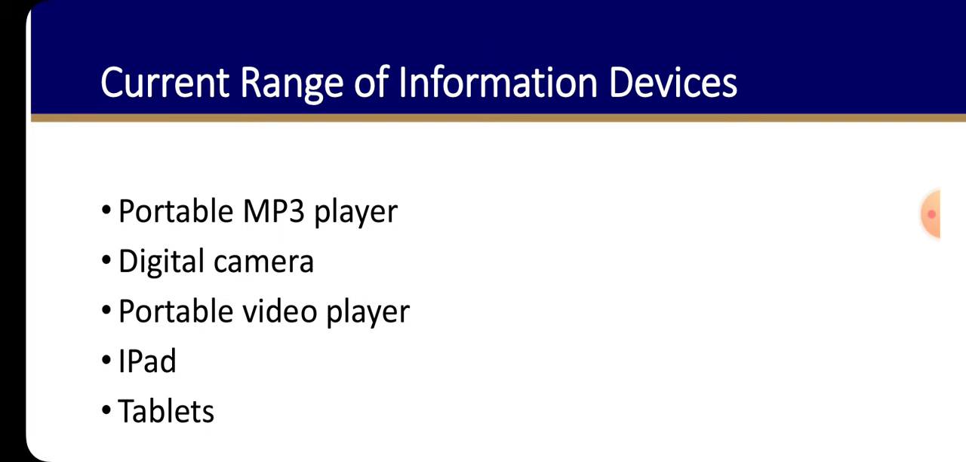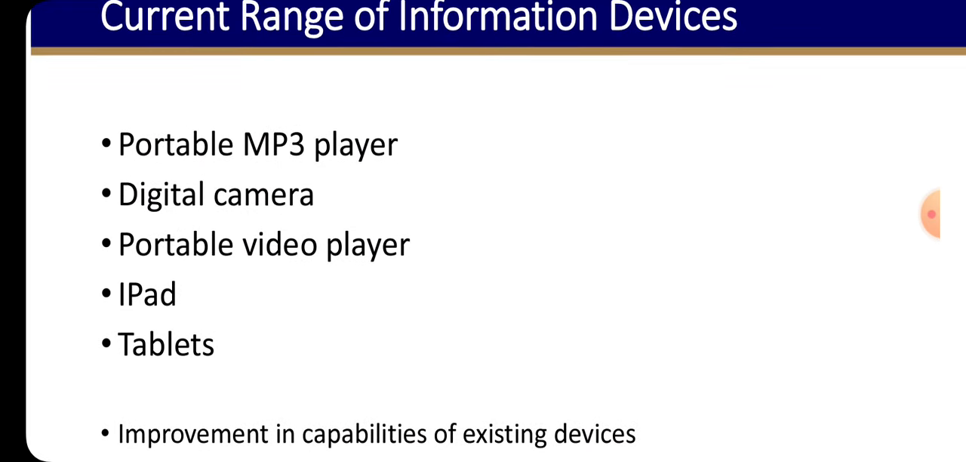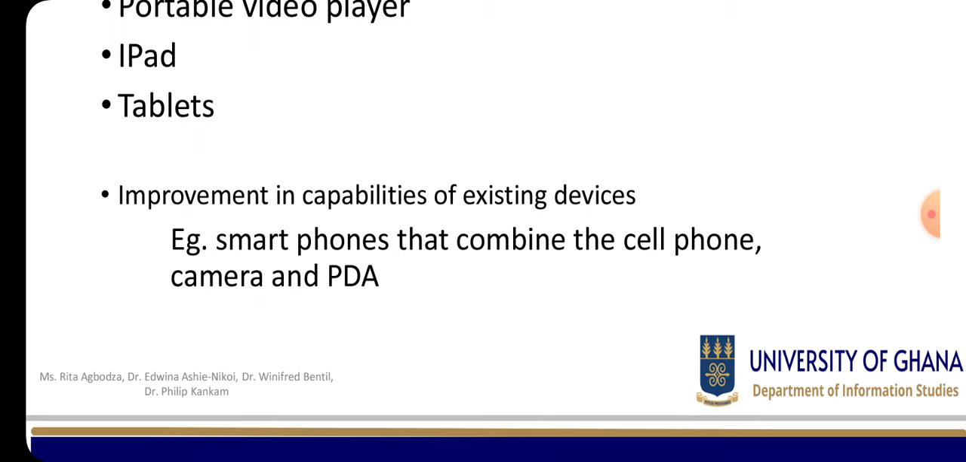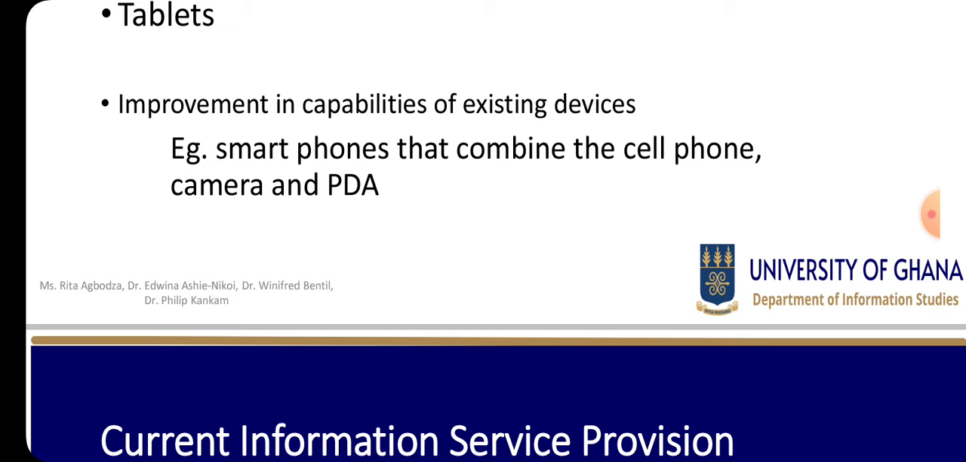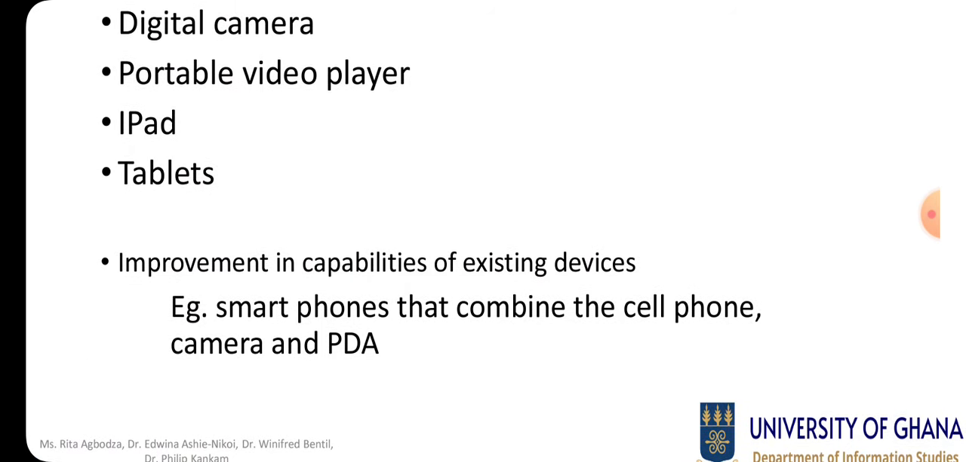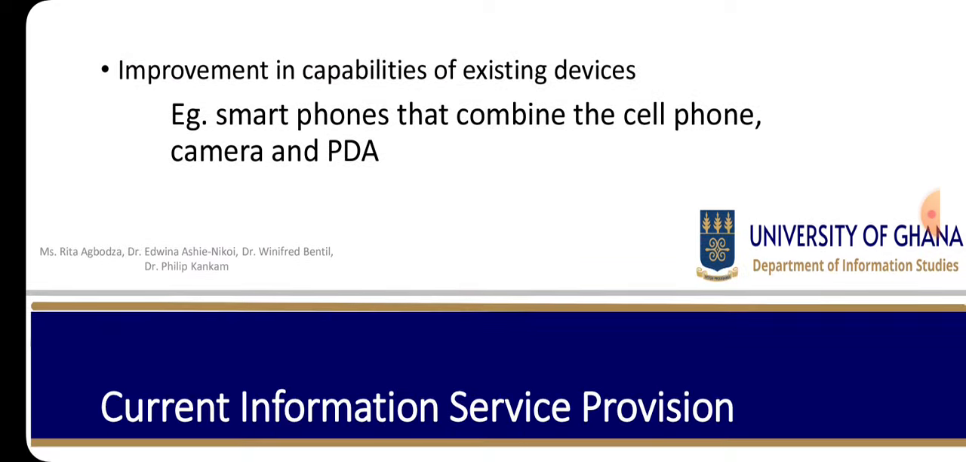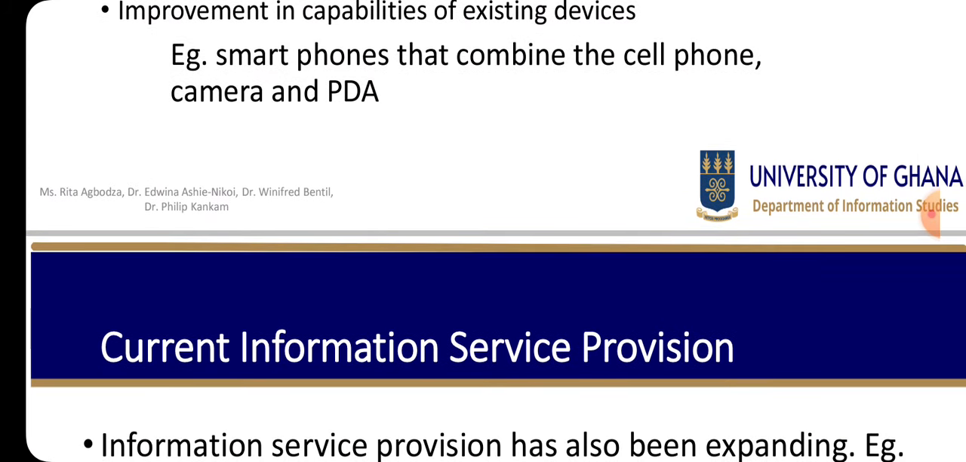Now let's look at the current range of information devices. Currently, aside from those information devices we mentioned earlier, the ones at the forefront are portable MP3 players, digital cameras, portable video players, iPads, tablets, and so on, and also improvement in capabilities of existing devices. So smartphones combine the cell phone, camera and PDA. They improve these things by incorporating these features into our cell phones, so it can have camera features and PDA features. If you have a phone, you can use it for camera purposes, PDA purposes, and so on.